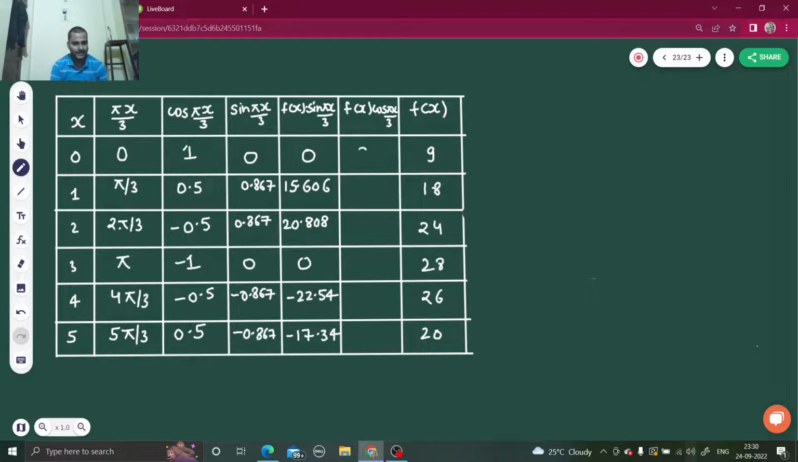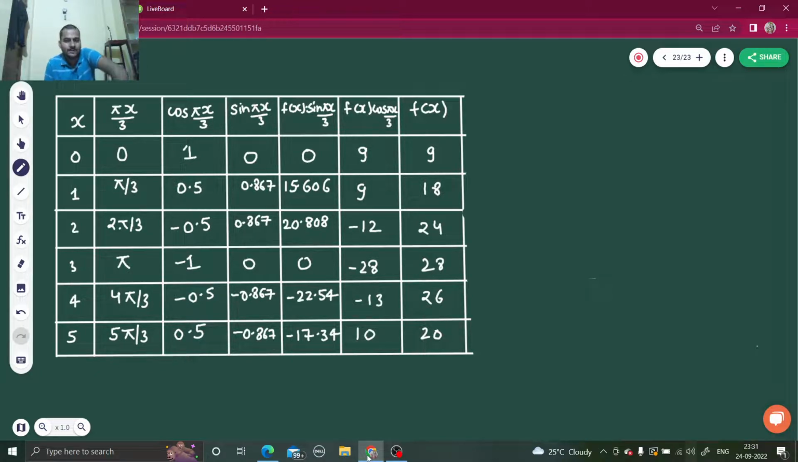Now fx and cos, so 9 into cos 0, 9 into 1 is 9, then 18 into half is again 9, 24 into minus half is minus 12, 28 into minus 1, so minus 28, 26 into minus half, minus 13, 20 into half is 10. This was simple.